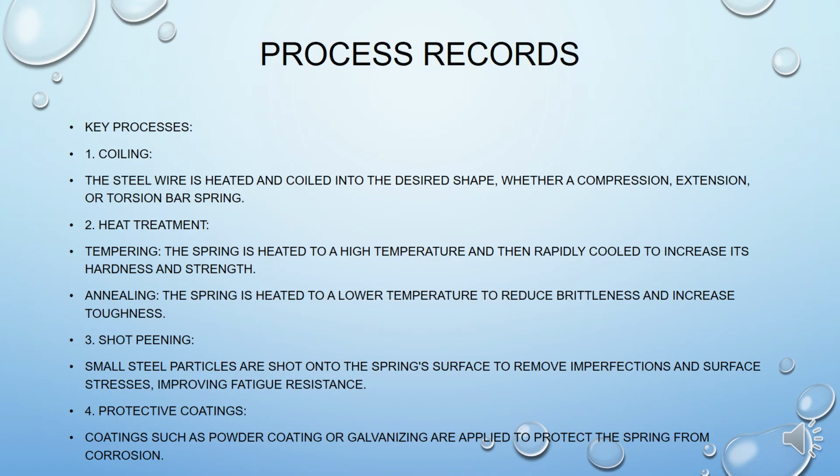3. Shot peening. Small steel particles are shot onto the spring surface to remove imperfections and surface stress, improving fatigue resistance. 4. Protective coatings. Coatings such as powder coating or galvanizing are applied to protect the spring from corrosion.